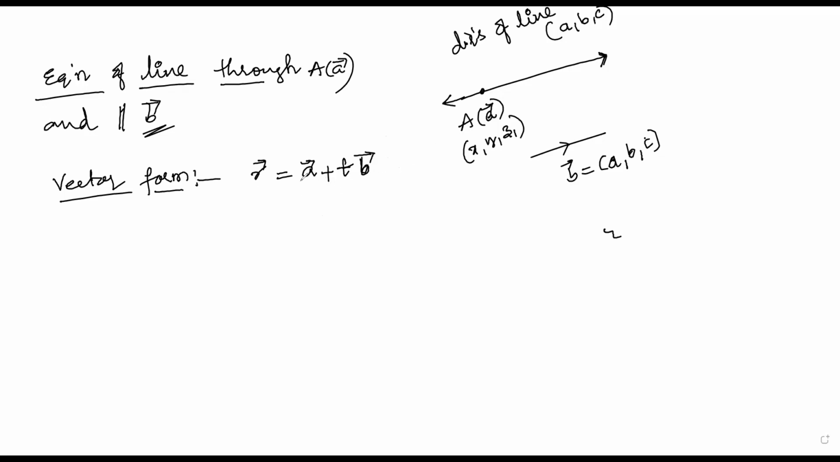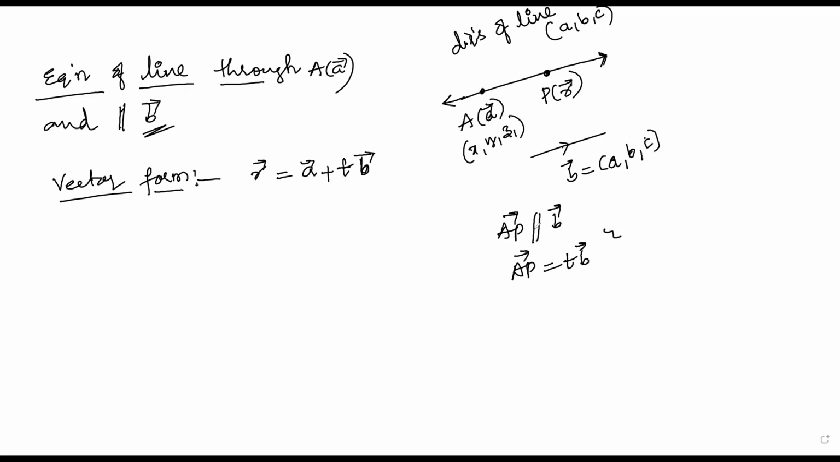Do you know why this is? How do you get this one? If you take any point on the line, let's say P, whose position vector is R bar, let's say any point on the line. Then AP is always parallel to B bar. Okay, sir, no? AP is parallel to B. Then AP equals what? T B bar. Yes, sir, no?